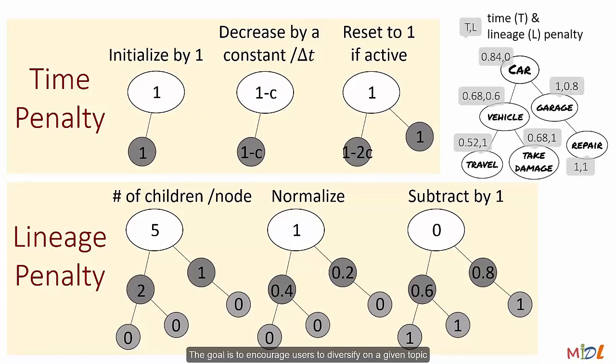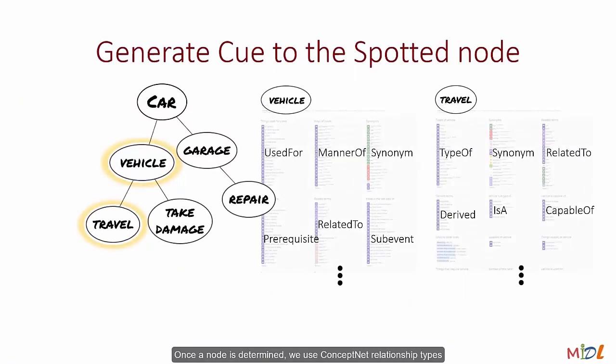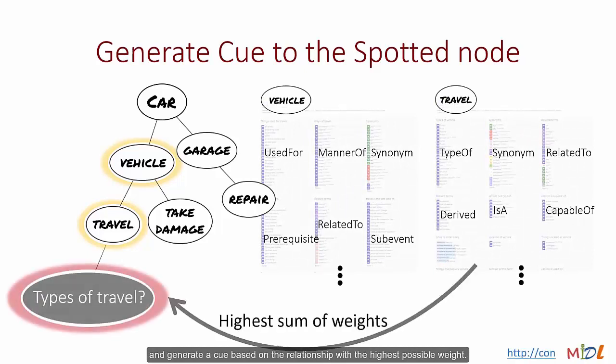The goal is to encourage users to diversify on a given topic and explore the ideas that have not been visited for a long time. Once a node is determined, we use ConceptNet relationship types and generate a cue based on the relationship with the highest possible weight. Please refer to the paper for more details.